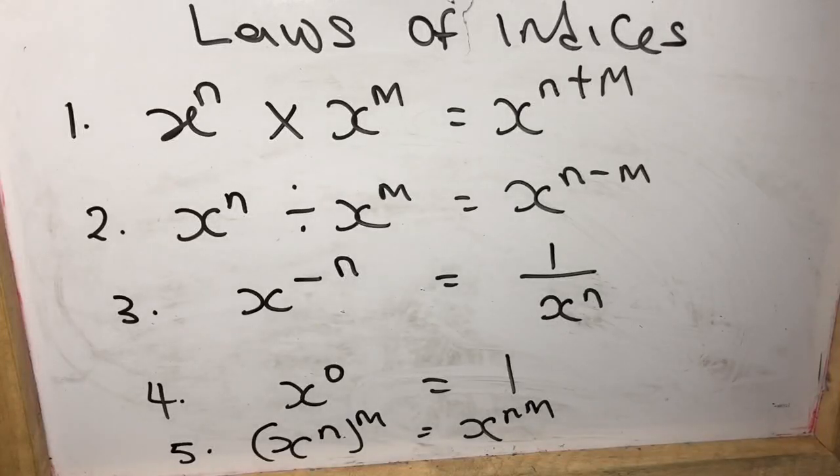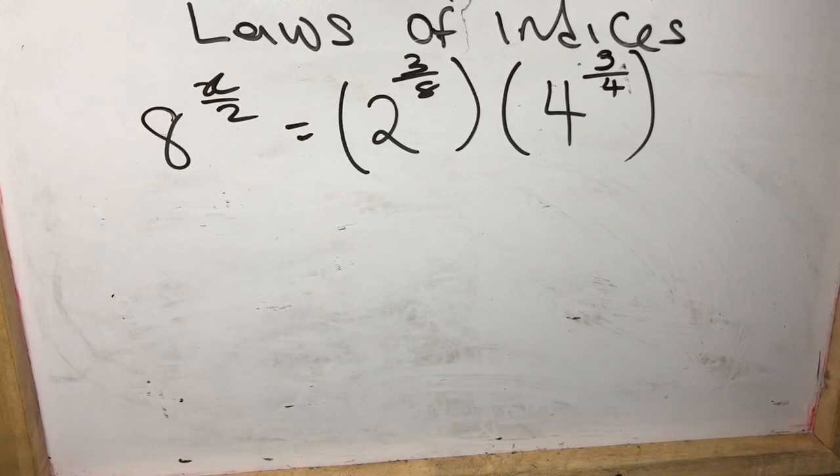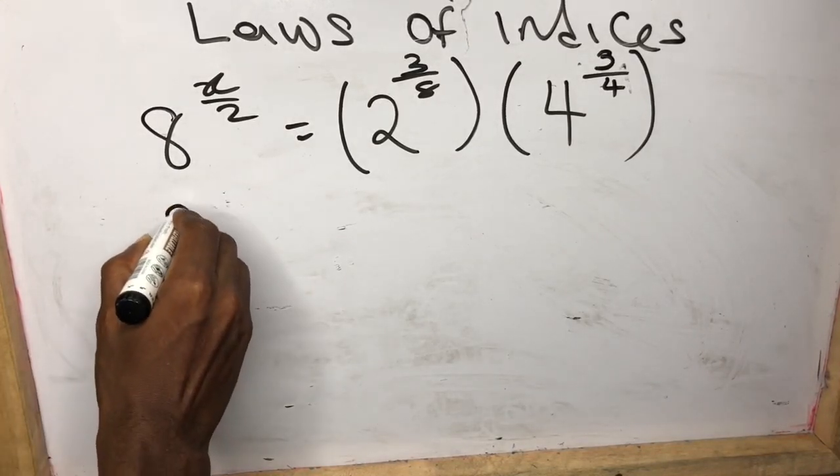Good day. Today we will be discussing laws of indices and we'll be applying it to some of the JAMB questions in mathematics. Like the first one, we have x to the power n times x to the power m. In multiplication, you have addition. When you have division, it will be subtraction. And x to the power minus n will be 1 over x to the power n, and x to the power 0 is 1.